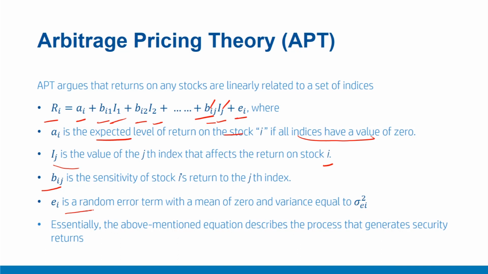Again, Ei is the random error term with a mean of 0 and variance equal to sigma Ei squared. This Ei, or the residual or error term, reflects the idiosyncratic or stock specific risk, which is captured by this variance sigma Ei squared. So essentially the above mentioned equation describes the process that generates security returns.